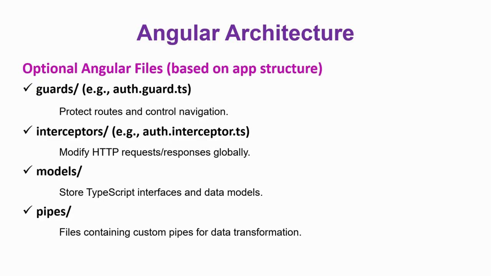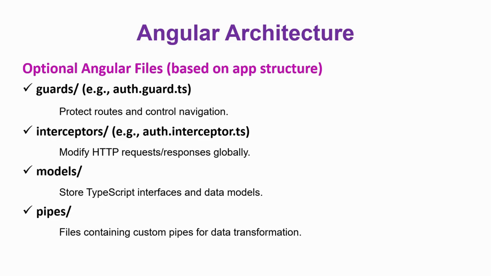The next one is models. Models, it is a kind of interface that we use, right? So here we declare the variables. Like suppose you have an employee model, so you can declare employee ID, employee name, employee address, employee gender, and all those things that you can declare. So that is called models.